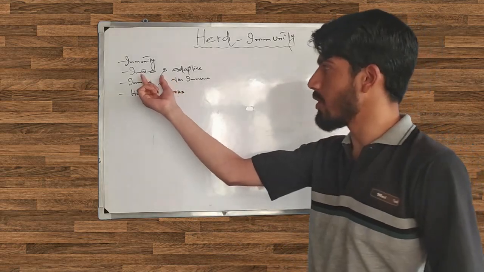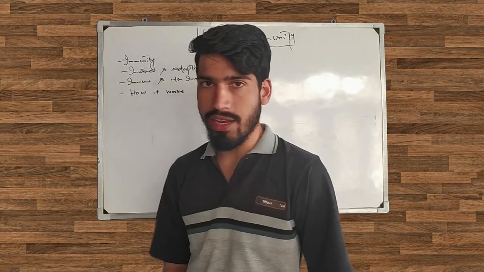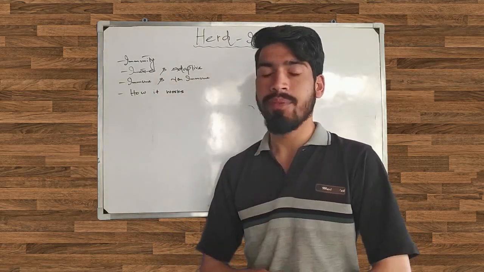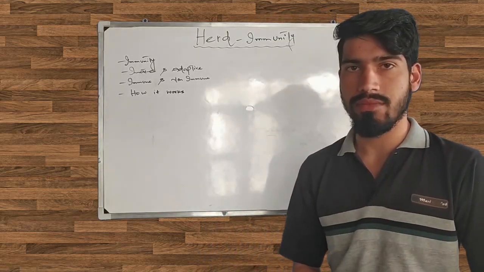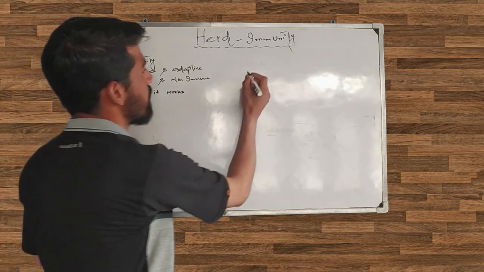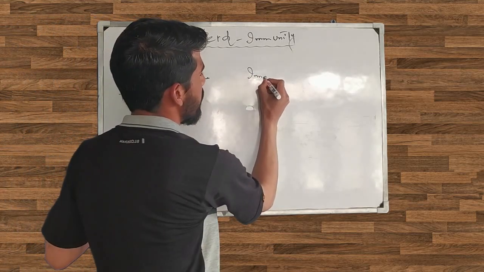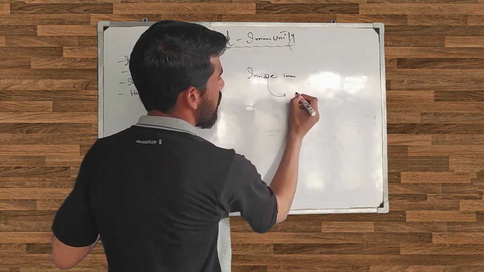Okay, now we talk about innate and adaptive immunity. So what is innate immunity and what is adaptive immunity? Innate immunity is that immunity which is always active.